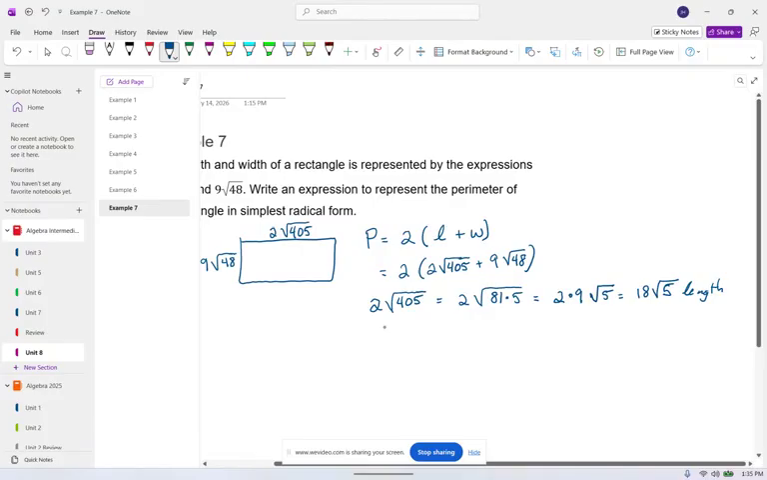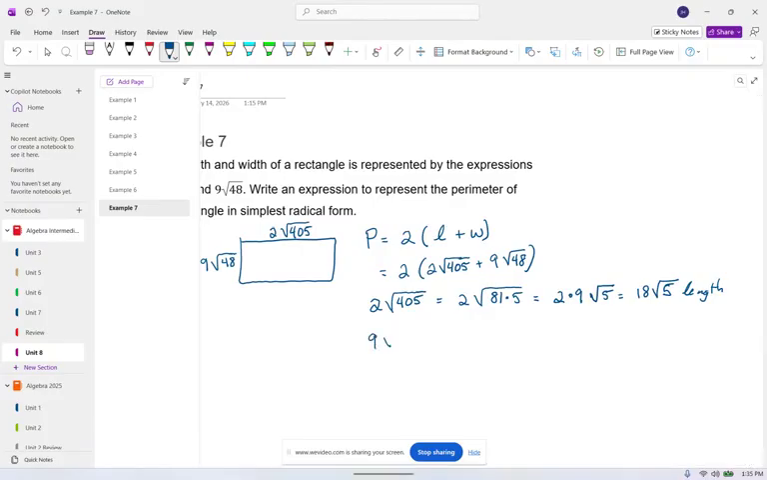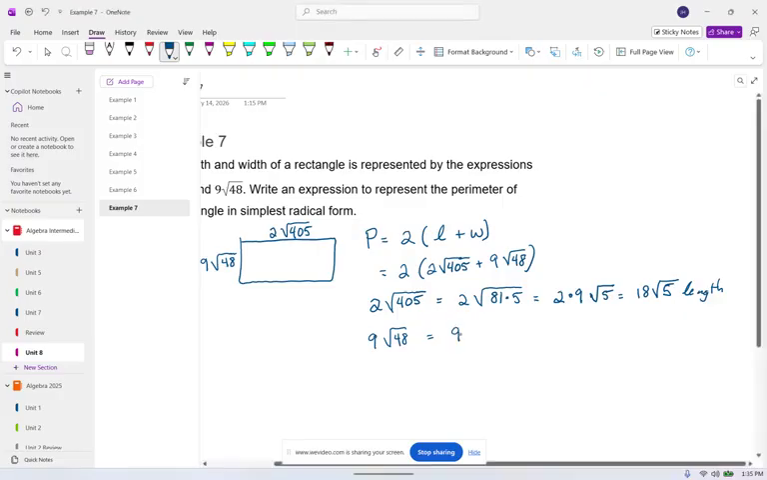Okay, now onto our width. We have 9 square root of 48, and just like 405, I put that into my calculator. It does not work as a perfect square. It's not on my list. But 16 is a factor of 48, and it is on my list.